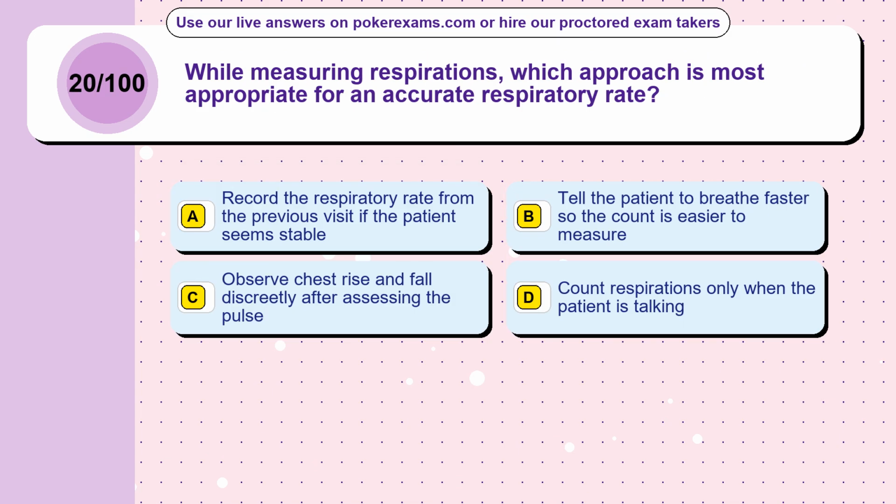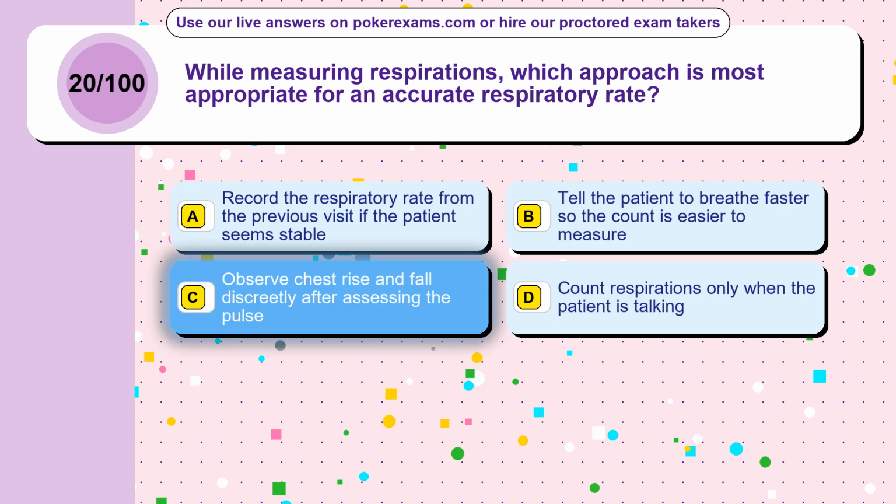Question 20. While measuring respirations, which approach is most appropriate for an accurate respiratory rate? Option A, record the respiratory rate from the previous visit if the patient seems stable. Option B, tell the patient to breathe faster so the count is easier to measure. Option C, observe chest rise and fall discreetly after assessing the pulse. Option D, count respirations only when the patient is talking.